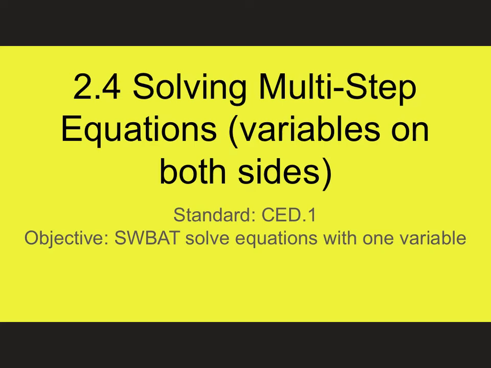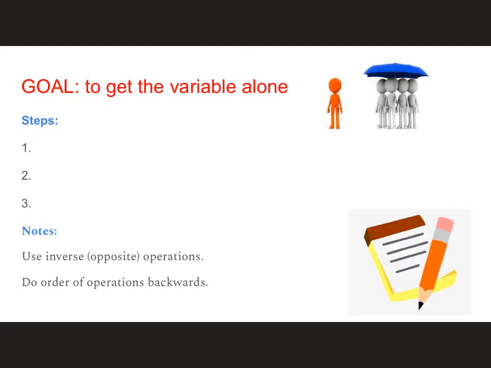Hello again, and today we are going to be solving multi-step equations with variables on both sides. This is only a tiny bit different than what we just did last time. As you can see, I've got the same setup here. Our steps are the same, our goal is the same, pretty much everything is the same. I just want you to see some examples of how to deal with when we have variables on both sides of that equal sign. Okay?